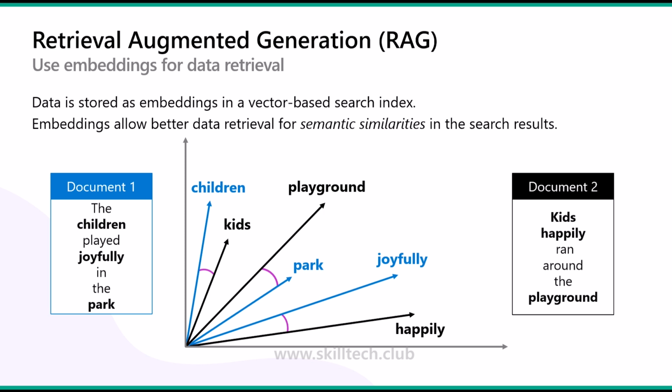More specifically, an embedding is a vector of floating point numbers. To understand this, let's have a look at the slide. We have an example where you imagine you have two different documents with different content. The left side document, document number 1, has a statement that the children played joyfully in the park, while the right side document, document number 2, has a statement, kids happily run around the playground. In this case, these two documents contain text that is semantically related even though different words are used.